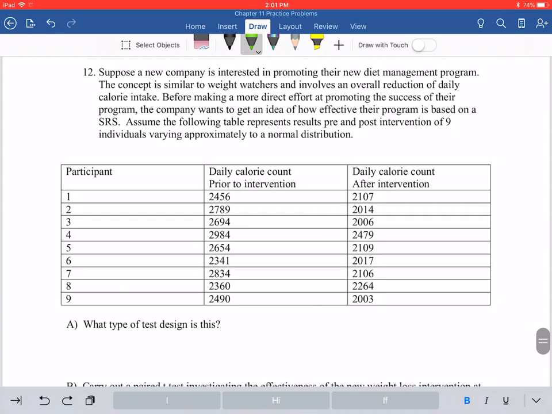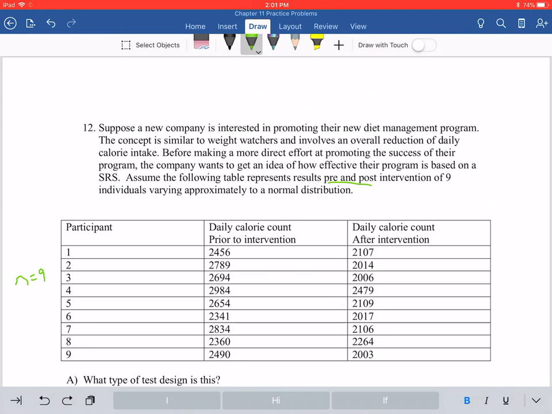Okay, moving on to question number 12. Suppose a new company is interested in promoting their new diet managed program. The concept is similar to Weight Watchers and involves an overall reduction of daily calorie intake. Before making a more direct effort at promoting the success of their program, the company wants to get an idea of how effective their program is based on a simple random sample. Assume the following table represents results pre and post intervention. So right there, you should just know we're doing pre and post intervention of 9 individuals varying approximately to normal distribution. So we know our n is going to equal 9.